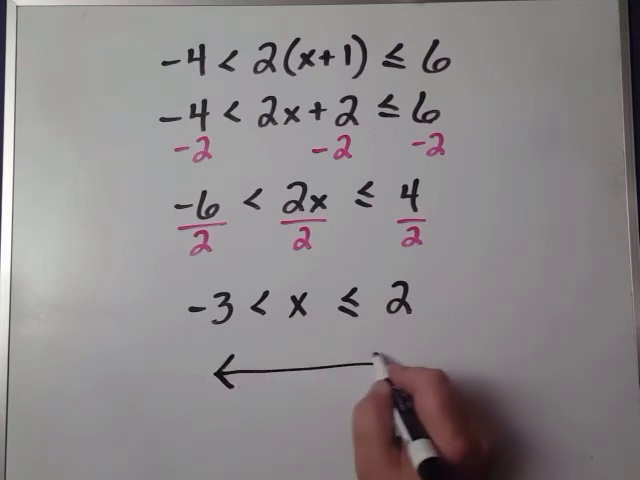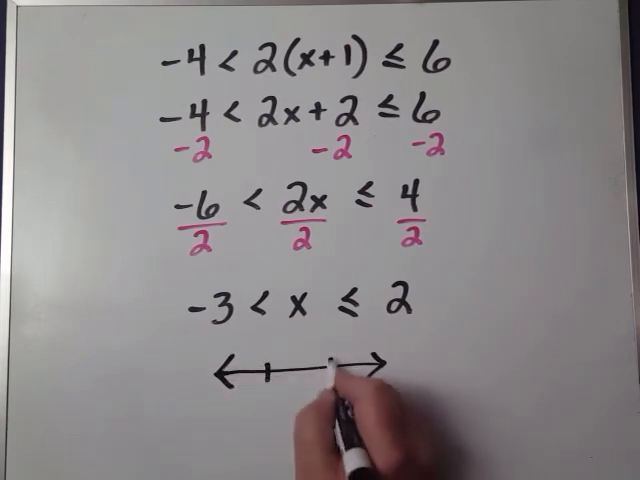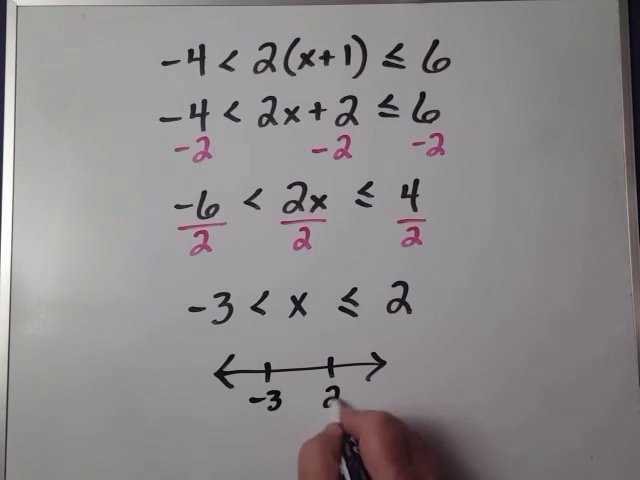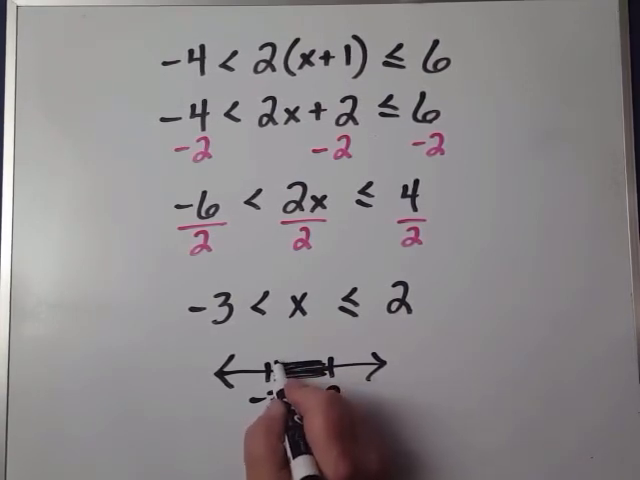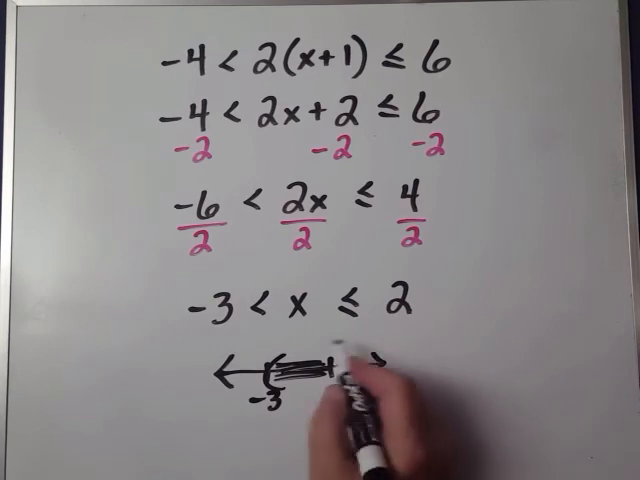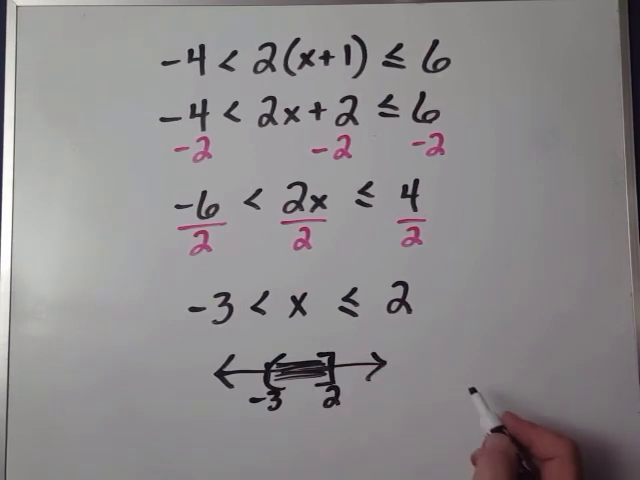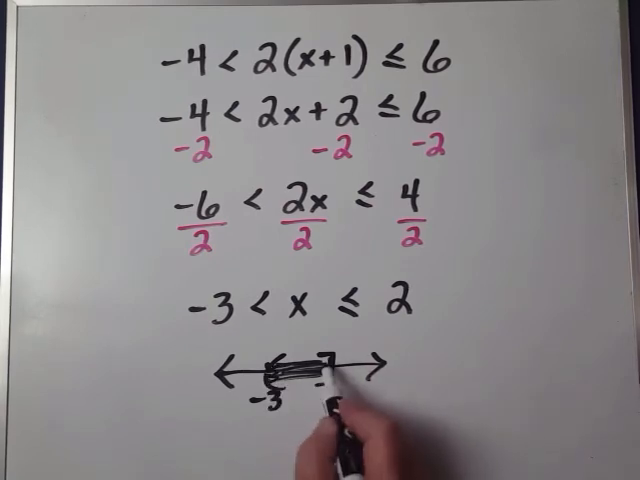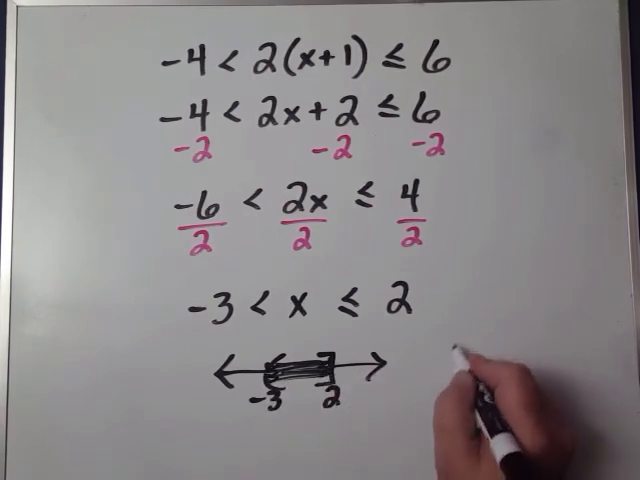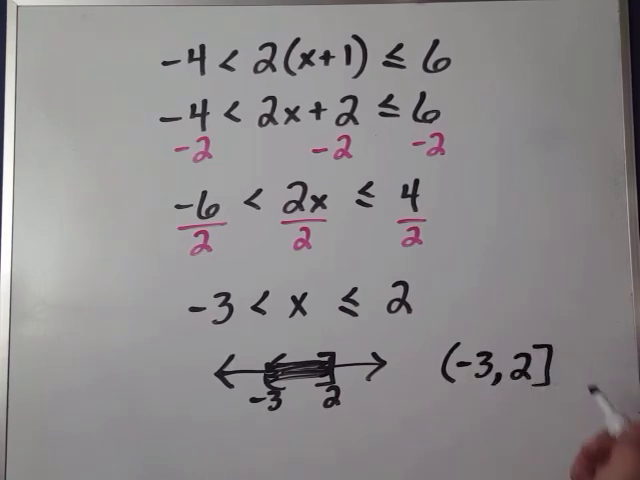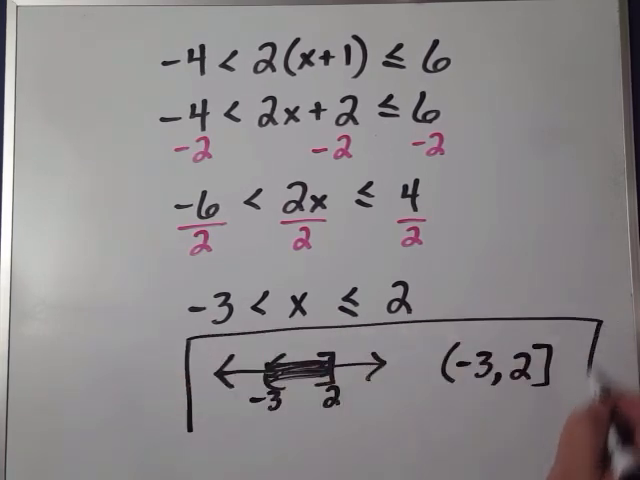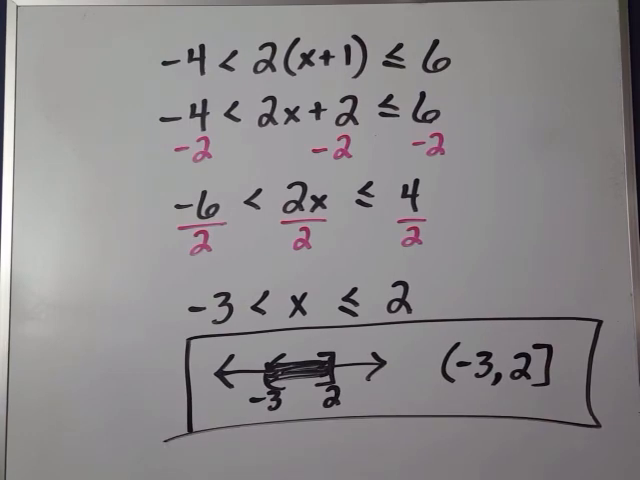My graph, we're talking about everything between -3 and +2, not including the -3, so he gets a parenthesis, but including our boundary here at +2. So there's my graph. My interval, the half open interval on -3 to 2, including the 2. She wanted both the graph and the interval.